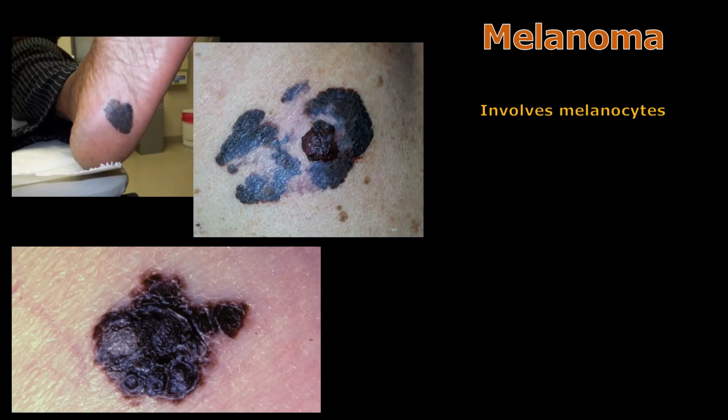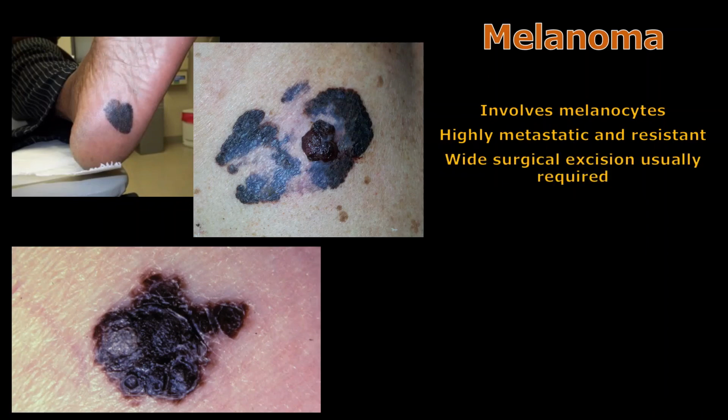So this involves the cells called melanocytes that produce the melanin. That's why they look so dark colored, dark purple, dark black. Highly metastatic, meaning they spread very quickly. Highly resistant to all kinds of treatments, including radiation. Usually, to get rid of this, you have to cut out not only the area of the tumor, but the area around it. So wide surgical excision is required to get rid of this, and sometimes they miss a bit, and if they miss a bit, it can grow back aggressively in the exact same spot that you just removed it.